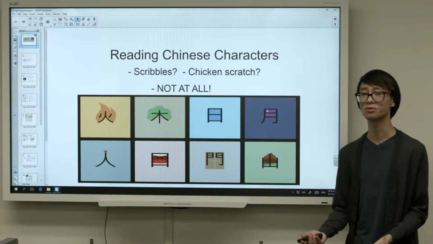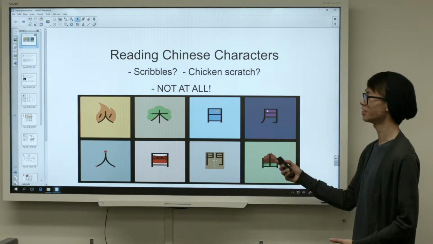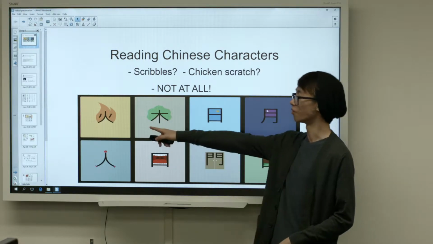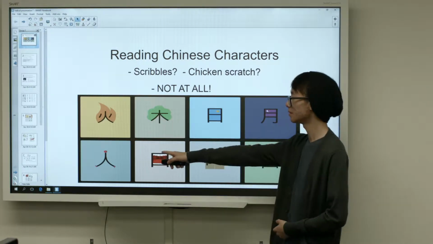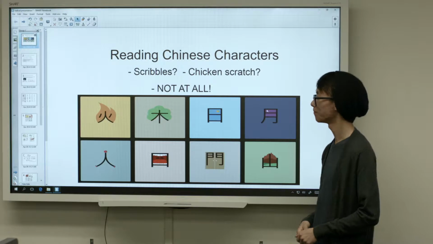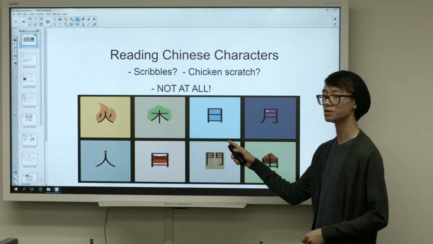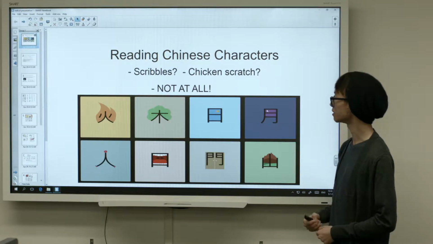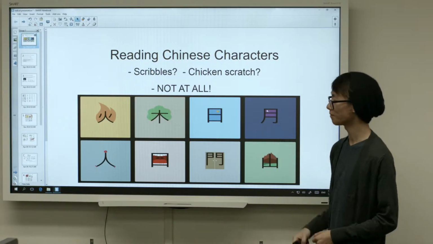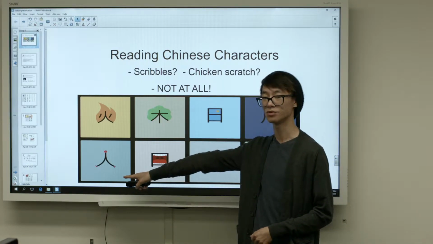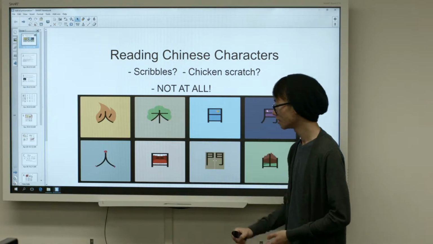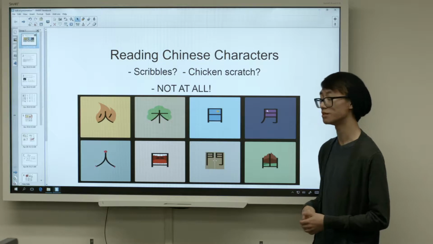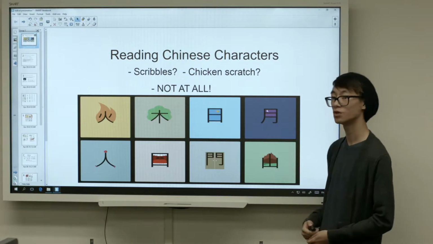Some of you may think it's scribbles or chicken scratch, but it's actually not. Take a look at some of these examples. 火, which means fire. 木, which means tree. 日, which means day or sun. 月, which means moon or month. 人, which means person or people. 口, which is your mouth. 门, which means door. 山, which means mountain.